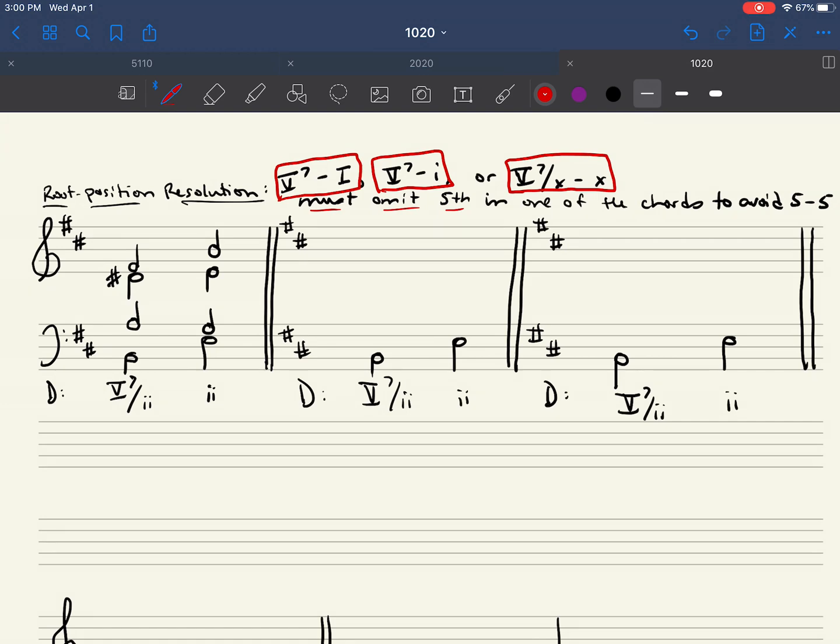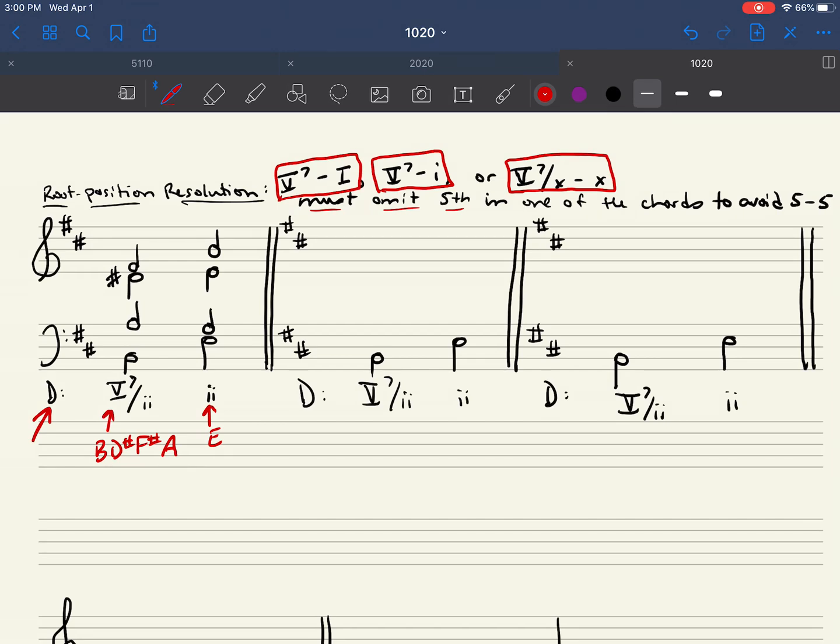So you can see in this first example here, this illustrates the mistake. I have a 5/7 of 2 going to 2 in D major. My 2 is E, and the 5/7 of 2 is B, D sharp, F sharp, A. It's my 5/7, that's my dominant seventh chord in the temporary key of E minor.